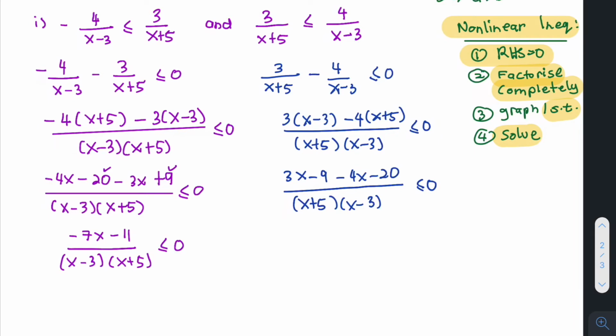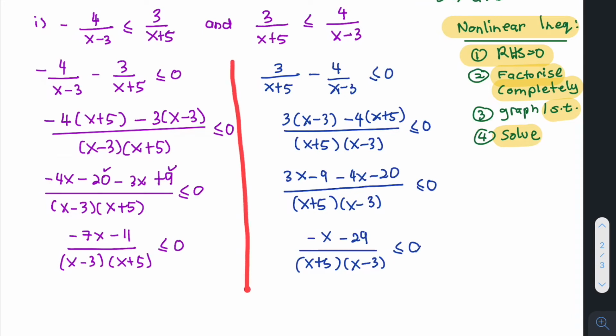Simplify, you're going to get (-x - 29) over (x + 5)(x - 3) less than or equal to 0. Okay, now until this part you have already factorized completely, meaning the numerator is already factorized and the denominator is factorized also. So both have been factorized completely.